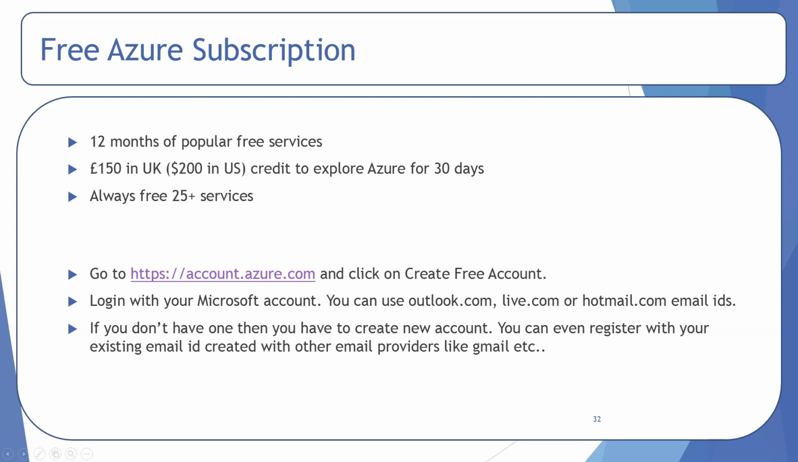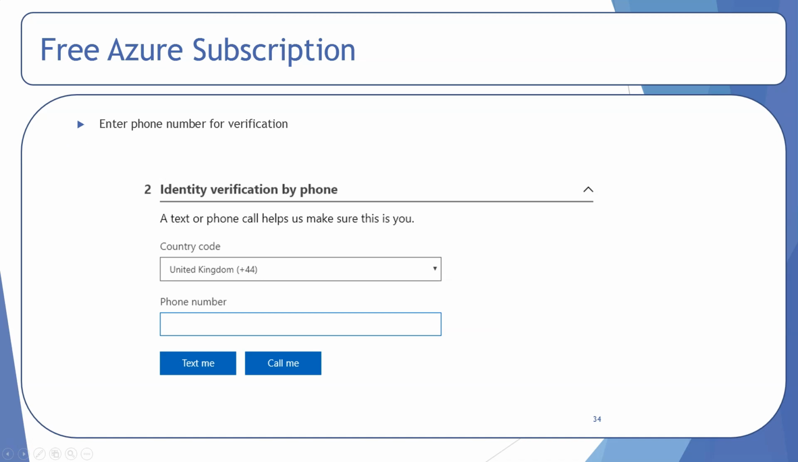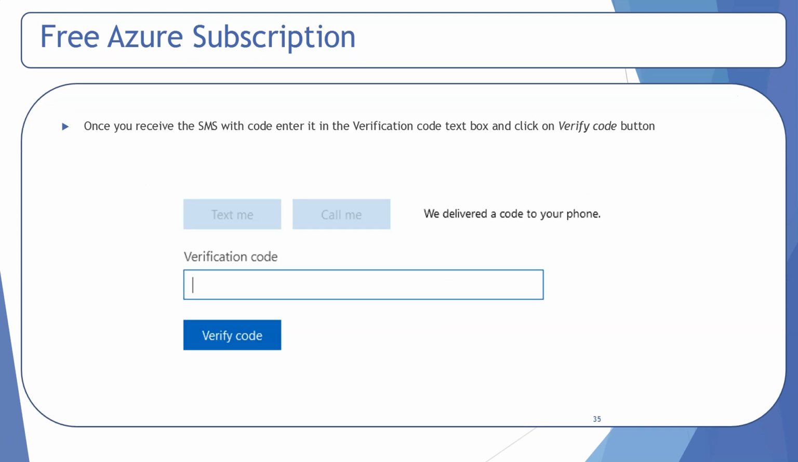Fill in your personal details like country, first name, last name, email address, phone, and click on next button. Phone number will be pre-populated here, but you can change it and click on text me button to get a verification code. Once you receive the SMS with verification code, enter it in the verification code text box and click on verify code button.